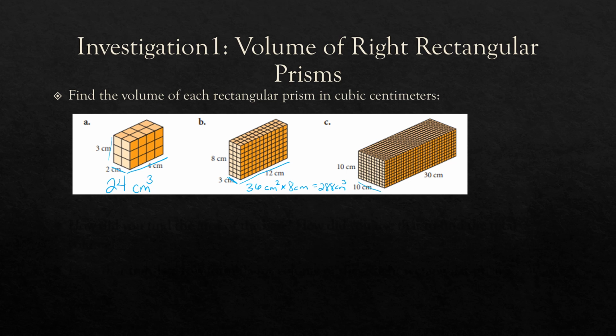This last one is really big, but we can still use the same method. 10 across here by 30 long. That's 300 cubes in the bottom. And then there's 10 layers. That's 3,000 of these cubic centimeters in the whole thing.